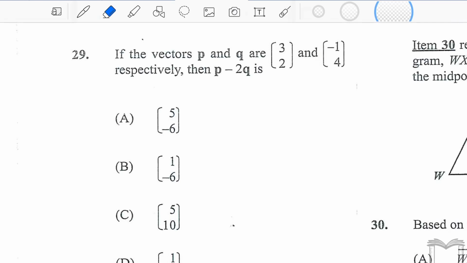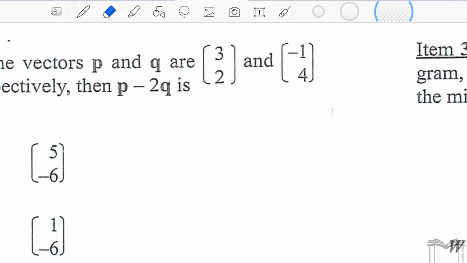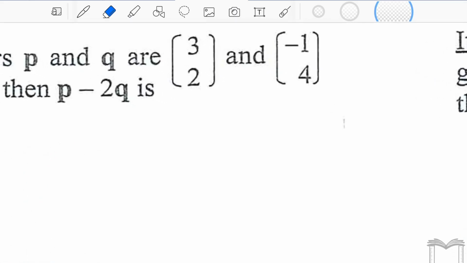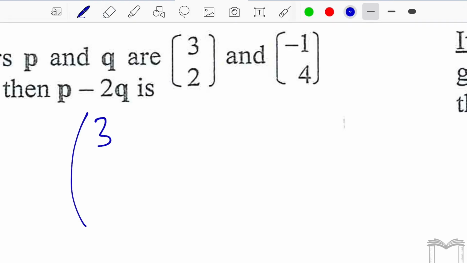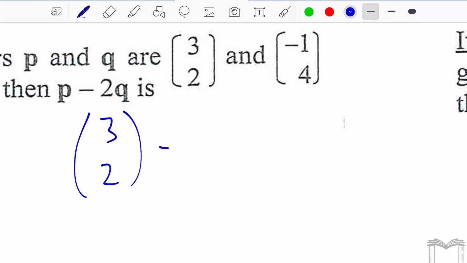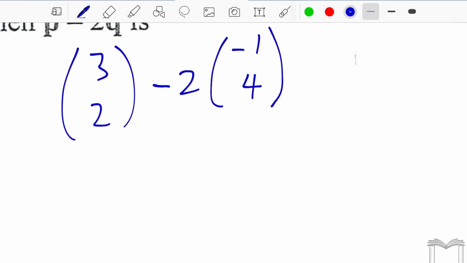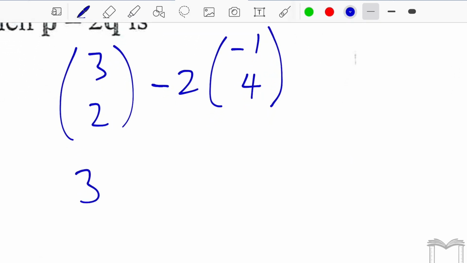Number 29. If the vectors P and Q are 3, 2 and minus 1, 4 respectively, then P minus 2Q is, so P is 3, 2, so that's minus 2, minus 1, 4. So let's work this out.